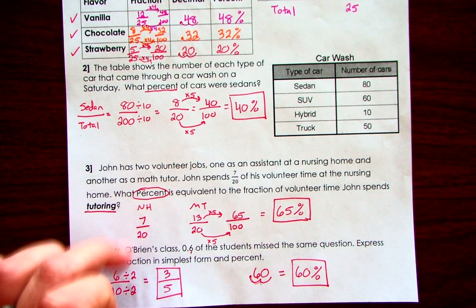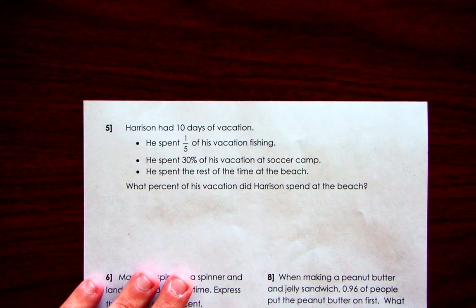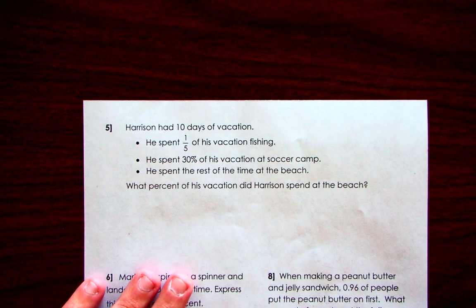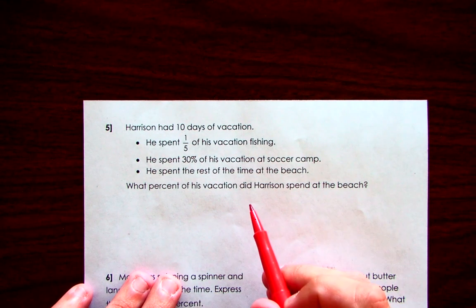Let's go and flip to the back of this page. Harrison had 10 days of vacation. He spent 1/5 of his vacation fishing. He spent 30% of his vacation at soccer camp, and he spent the rest of the time at the beach. What percent of his vacation did Harrison spend at the beach? So it's asking for a percent.